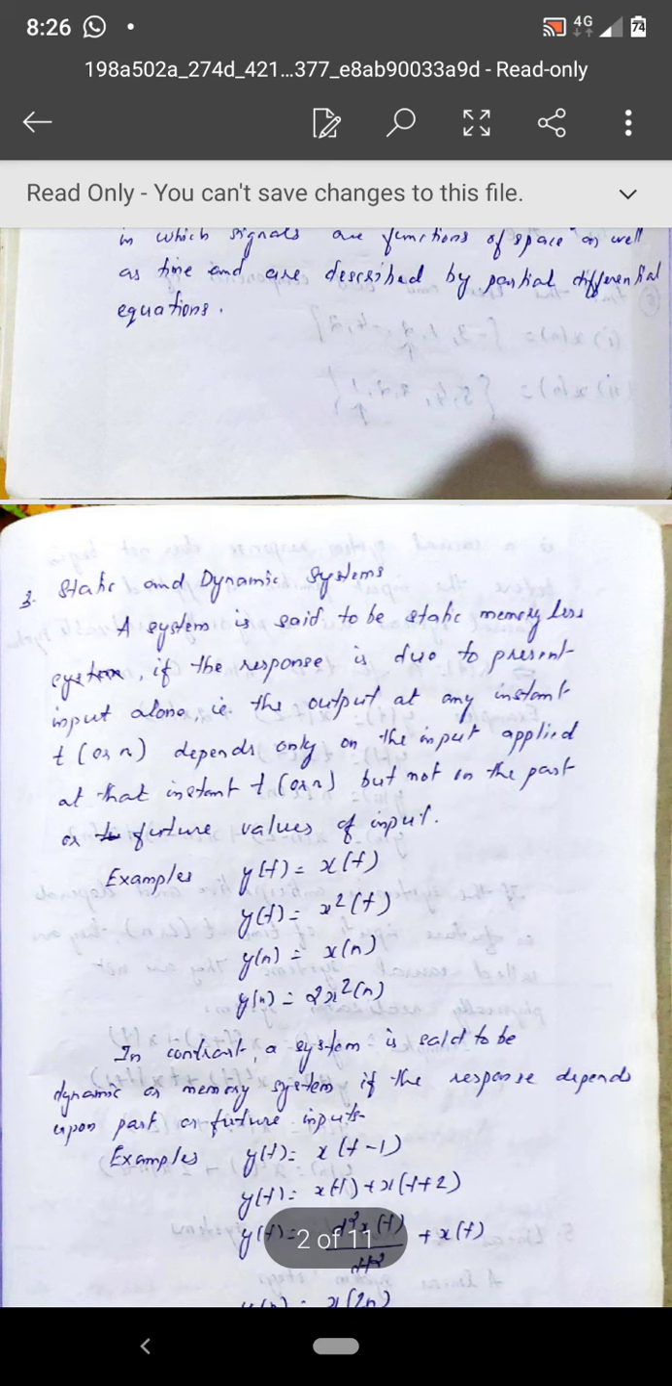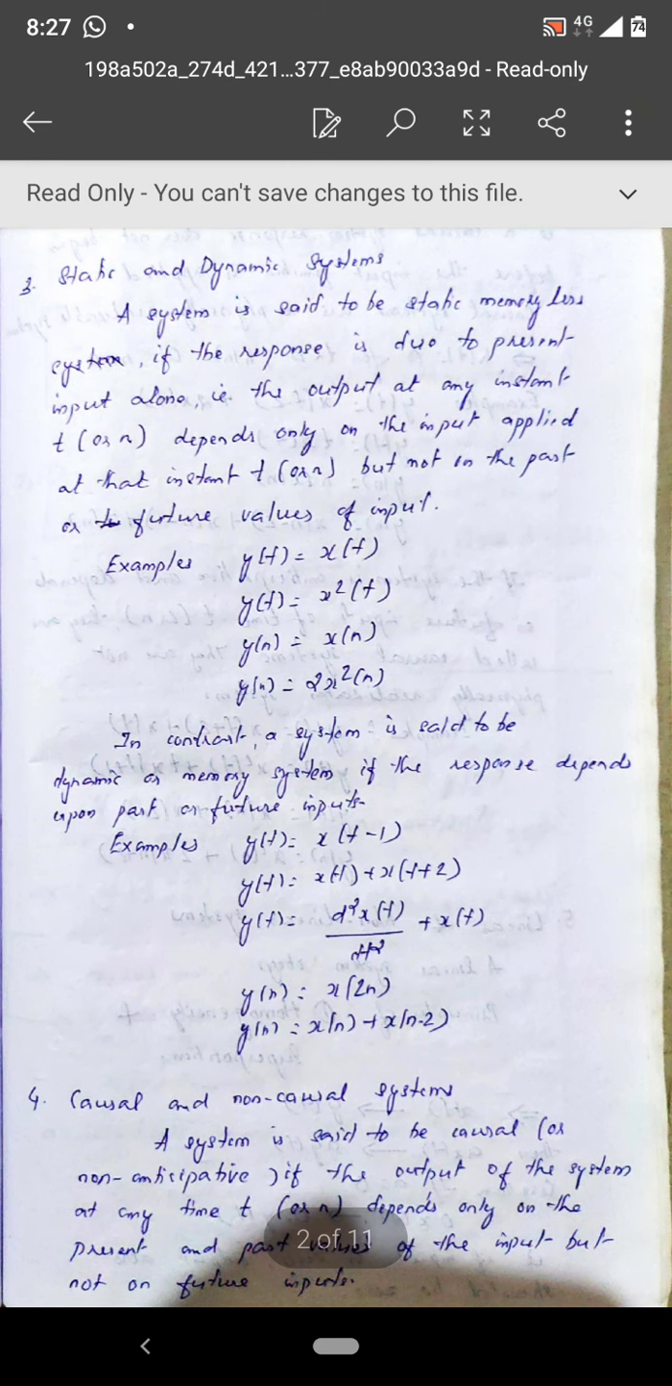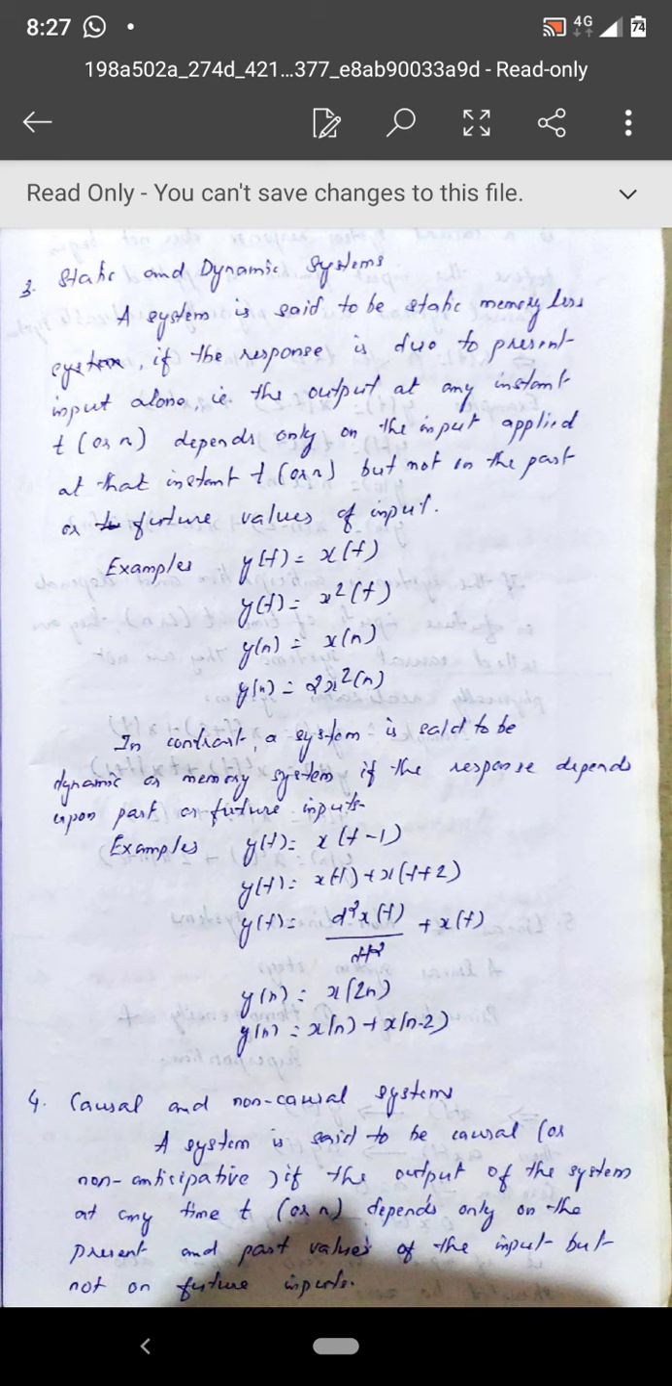So you have to describe such a system using partial differential equations. And the third classification is static and dynamic systems. First we'll see what is a static system. A static system is said to be a memoryless system. If the response is due to the present input alone, that is, the output at any instant t or n depends only on the input applied at that instant t or sample n, and that does not depend on the past or future values of input. That is what is happening now. You give an input, and at this instant the output will be at the same instant.